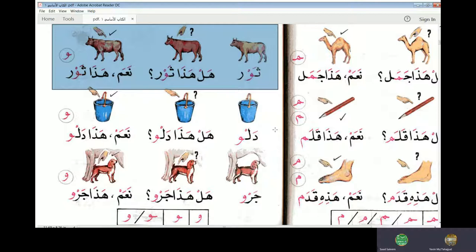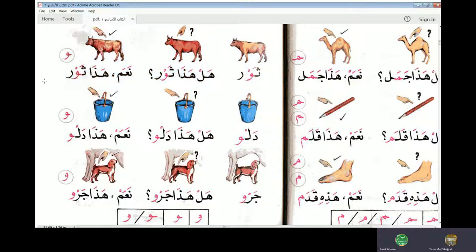And that's a bull? Is that a bull? It's a bull. Bull, ox, bull. Okay. Thawr. Hal hadha thawr? Thawr. Naam hadha thawr. Bull. Is this a bull? Yes, this is a bull.